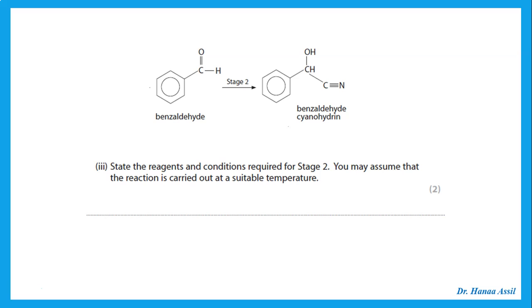This was stage 2. What are we doing? We're changing aldehyde to cyanohydrin. How do we do that? You should remember all the reactions. We react the aldehyde with sodium cyanide and HCN. This will add the C triple bond N group to the C double bond O, and this forms a cyanohydrin.